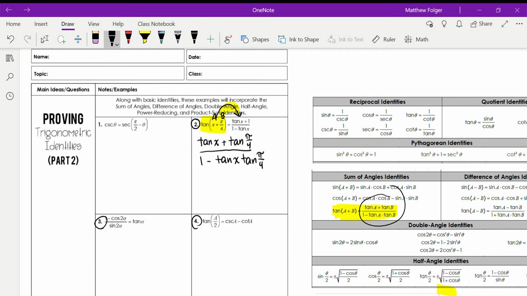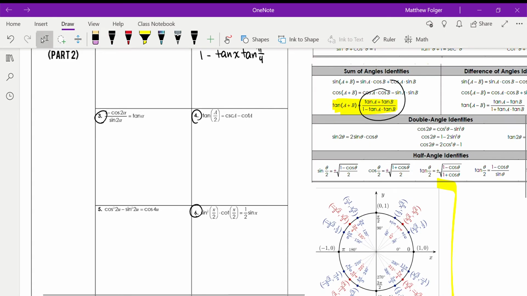Now, what you probably recognize here is that tan of pi over 4 is just going to be a number on the unit circle. So pi over 4 is right there. Tan is y over x. So the tan of pi over 4 is square root of 2 over 2 over square root of 2 over 2, which reduces to 1. So that alone is going to make this a lot simpler to work with.